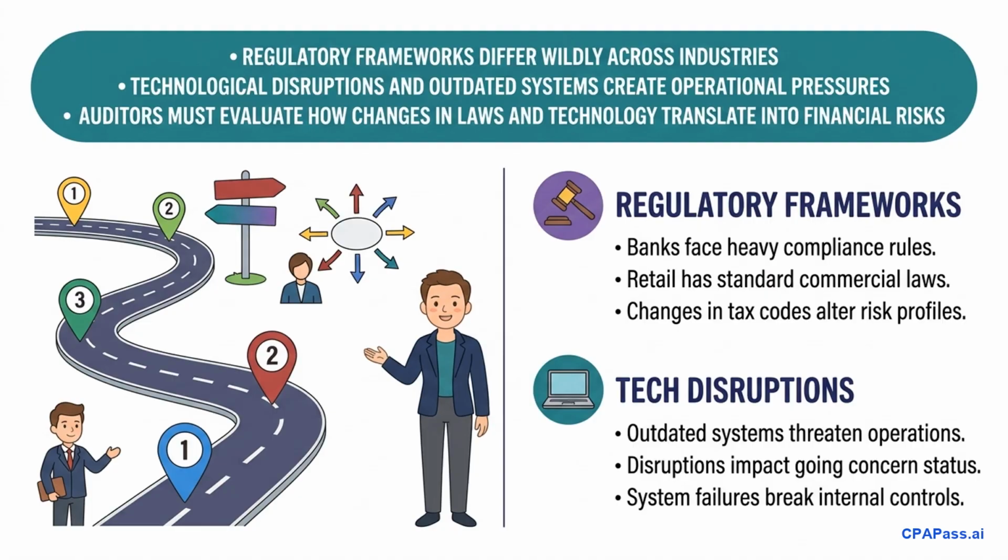Additionally, technological disruptions or outdated information systems can create severe operational pressures that threaten a company's going concern status. If a client's technology is obsolete, their business model may fail or their internal controls may break down. Your job during audit planning is to identify these regulatory and technological factors to determine if they create a high risk of material misstatement.